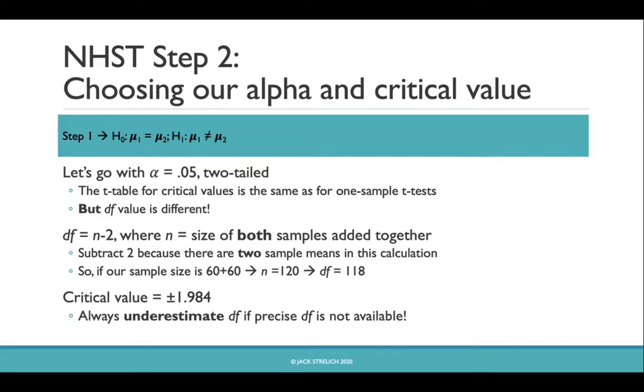As a reminder from the last lecture, if the precise degrees of freedom you've calculated isn't listed in the table of critical t-values, always underestimate. In other words, go with the next lowest degrees of freedom that is listed in the table.